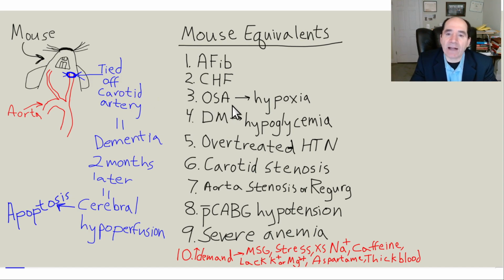Okay, and then lots of things will do that. Atrial fibrillation: you decrease the brain perfusion because you're losing that atrial filling, let's say 20% or 25%, that could go up to the brain. Congestive heart failure: you can't pump enough to get enough blood supply up to the brain.